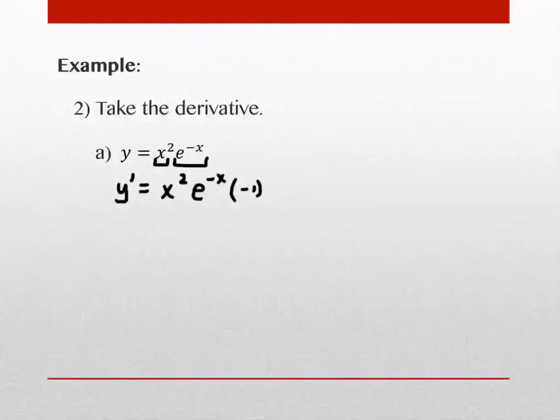Negative 1. Exactly. Product rule says I add. And since I took the derivative of the second one last time, I'm going to take the derivative of the first one this time. So what's the derivative of x squared? 2x. And then I simply rewrite the next piece.